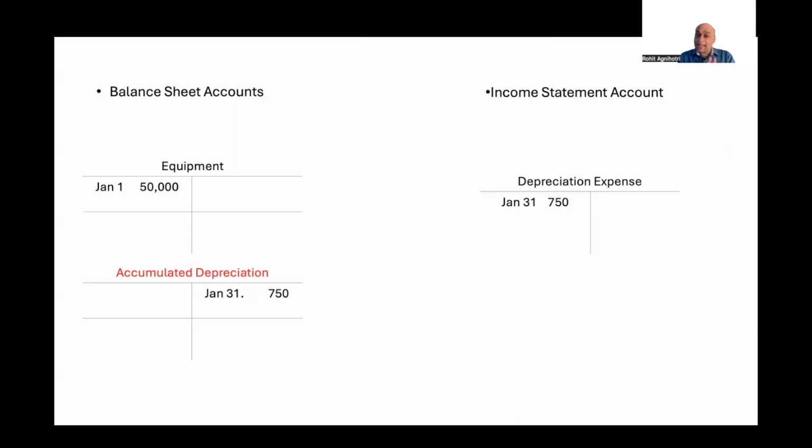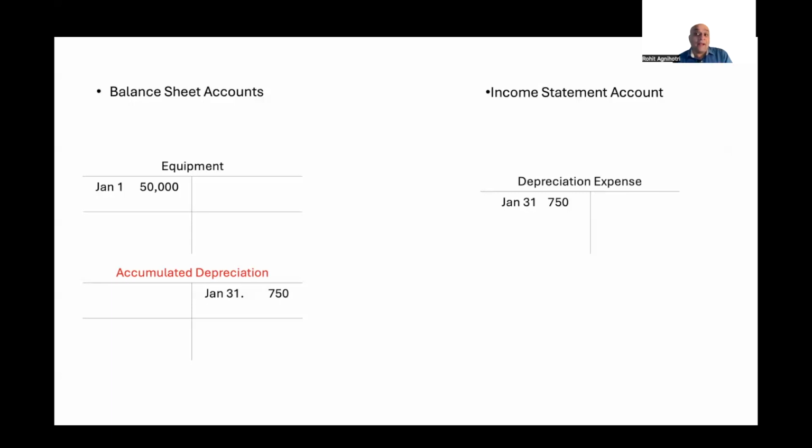And when you increase the accumulated depreciation account's balance, it's on the credit side. So it is sort of behaving like a liability would behave. Remember, when the liability's balance goes up, it's a credit balance. When the asset's balance goes up, it's a debit balance. So this account, the accumulated depreciation, its balance is going up on the credit side. It's behaving like a liability, but it's not a liability.